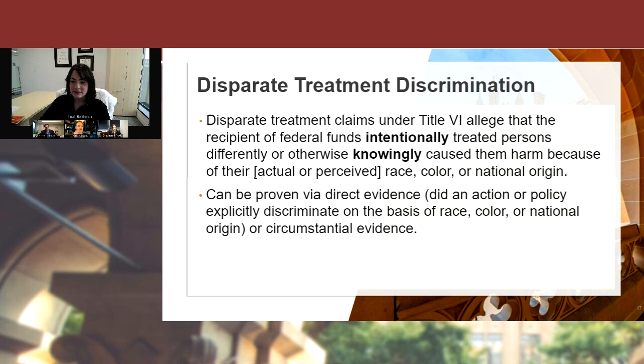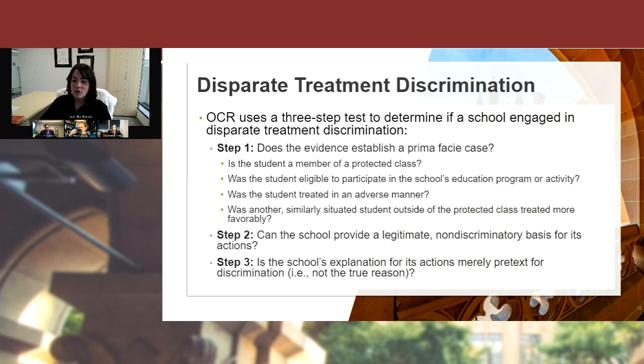This is less often proven via direct evidence. That would be someone coming right out and saying, yes, I discriminated against them on this basis. It's often proven through circumstantial evidence of what was occurring, maybe some stray comments that were made, those sorts of things. When we're looking at disparate treatment, OCR looks at a 3-step test to determine if a school engaged in that disparate treatment. Again, if you're familiar with the Title IX context or even the litigation context, this is called a burden shifting framework.